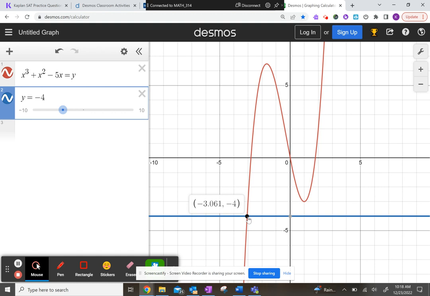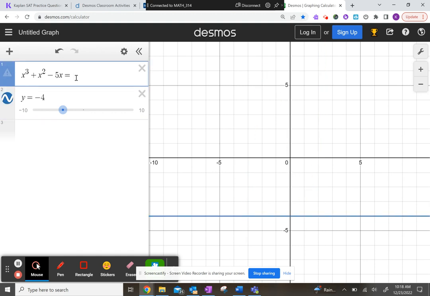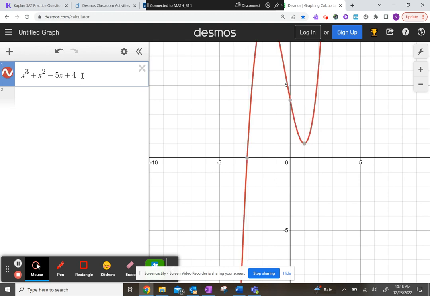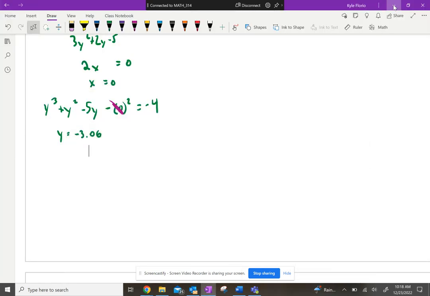Oh, so you find it out on Desmos? Yeah. If I were to give you a problem on a test, I'm not gonna make the solving part that difficult. What most people would do is, you know how this thing was originally negative 4? You would just add 4 to both sides. So this would be plus 4 equals y, and then you're just finding the 0, which is still negative 3.06. Either way, that's what we get for y.